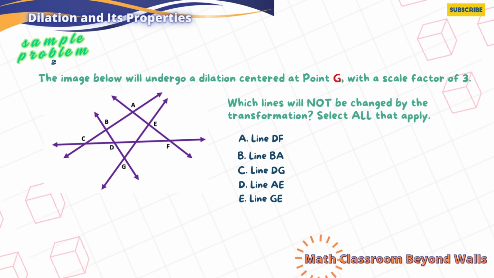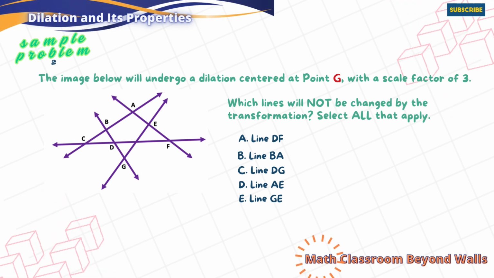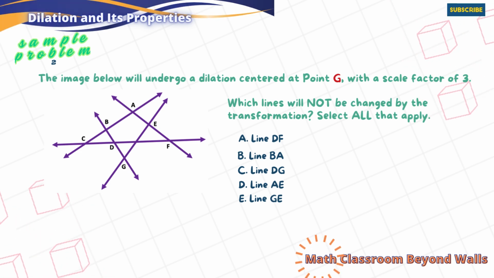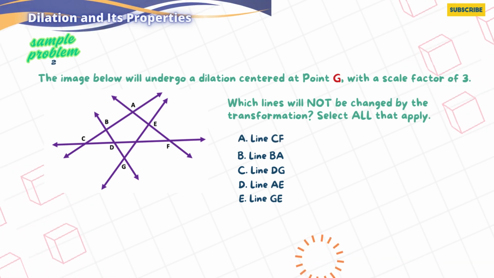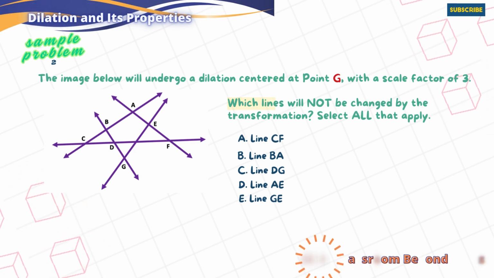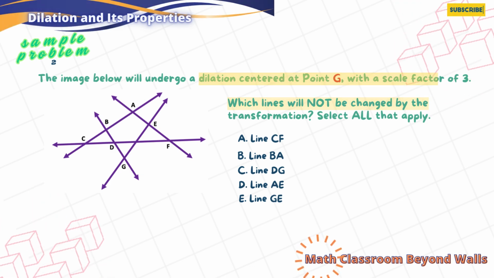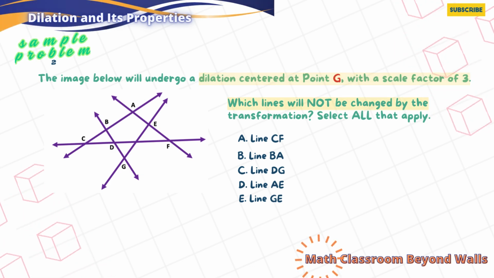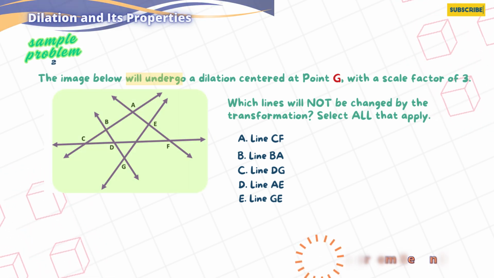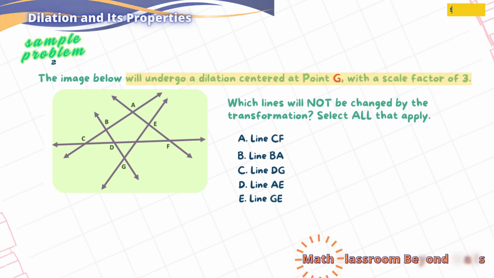As usual, we begin by reading the whole problem and may read it several times when needed to know what we're looking for, to determine what are given, and to figure out how the given information help find what we're looking for. What is asked in the problem, learners? You're correct. We're asked to determine which lines will not be changed by the dilation centered at point G with a scale factor of 3. What are given? We're given an image consisting of intersecting lines that will undergo a dilation centered at point G with a scale factor of 3.